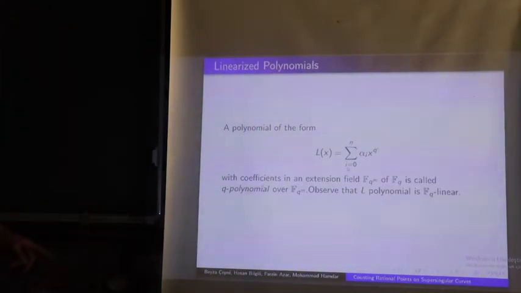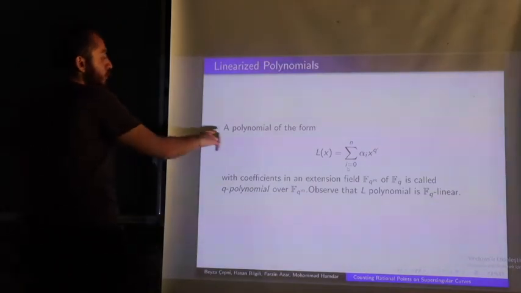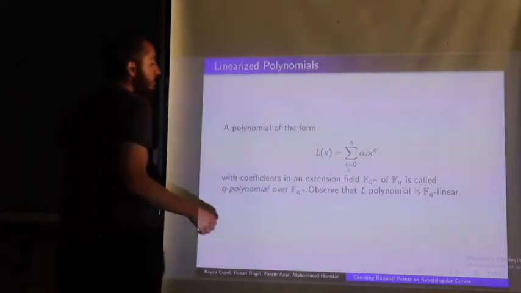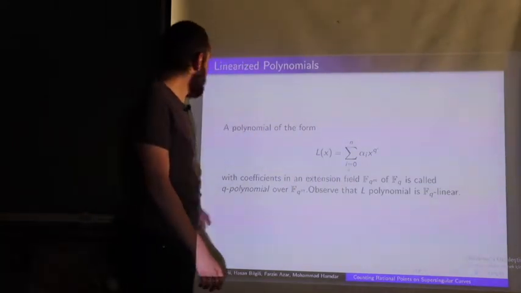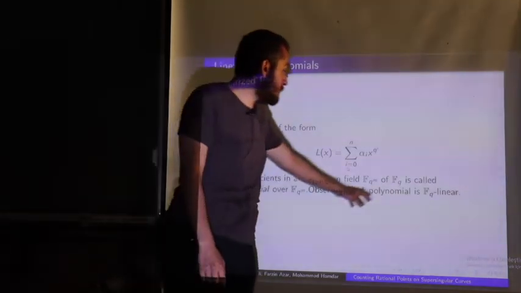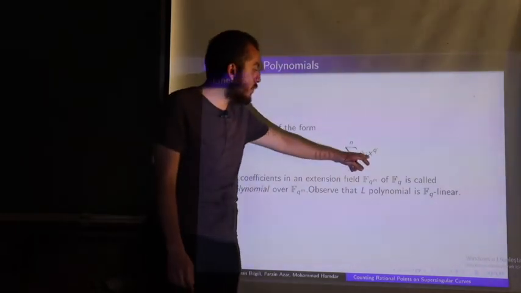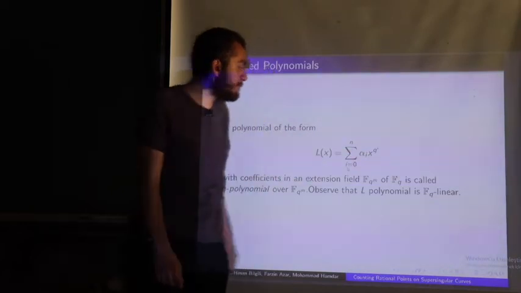Firstly, we had a result, but before that I will give the tools that we use to obtain the result. Linearized polynomial with coefficients in an extension: a polynomial of the form in that, with coefficients in an extension field of F_q, say F_{q^m}, is called a q-polynomial over F_{q^m}. Observe that L is F_q-linear. This is because the terms are x to the power q to the power i.